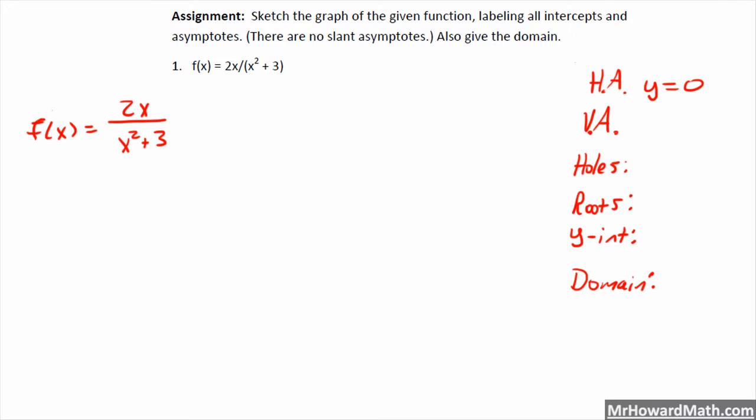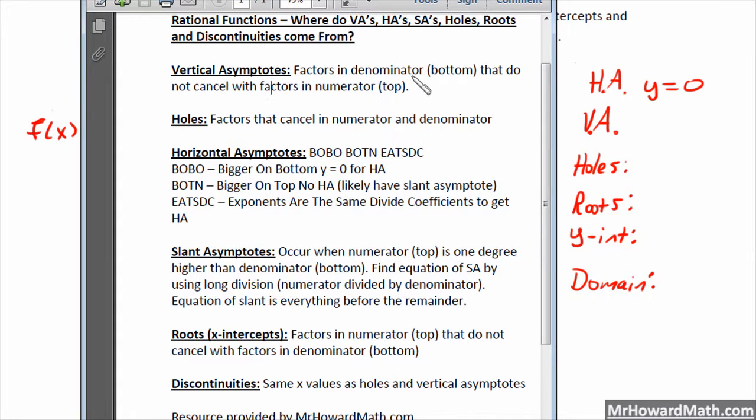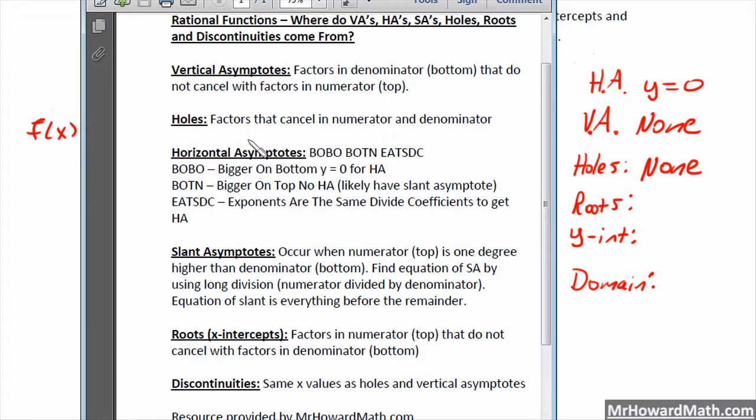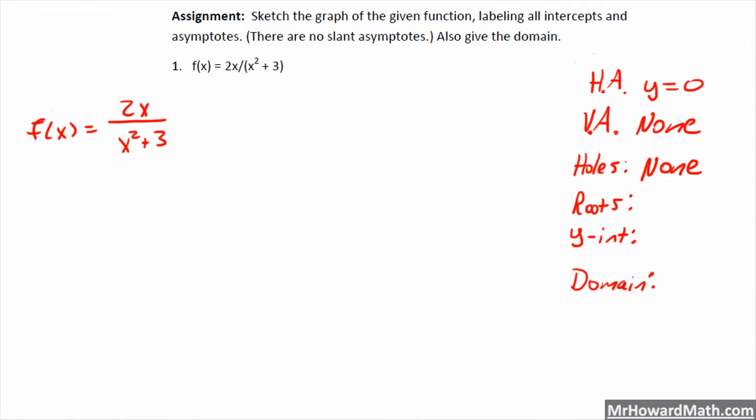Vertical asymptotes, looking at our list, occur from factors in the denominator that do not cancel. Well, we said we don't have any factors in the denominator, so vertical asymptotes, none. That means we have no holes in the graph either, because holes occur from factors that cancel between the numerator and denominator. There are no factors in the denominator, so we don't have any holes. So x squared plus 3, again, does not factor. That means we have no vertical asymptotes and no holes.